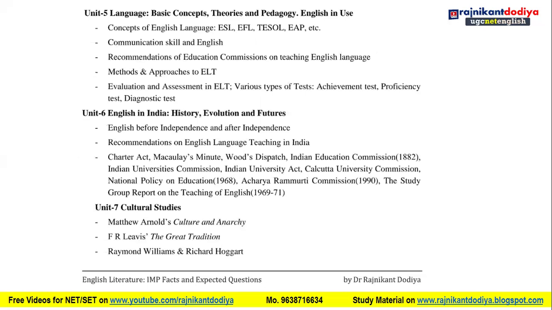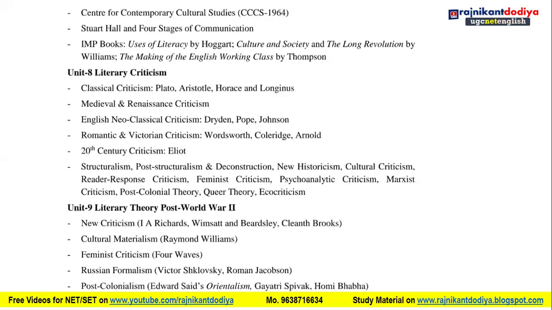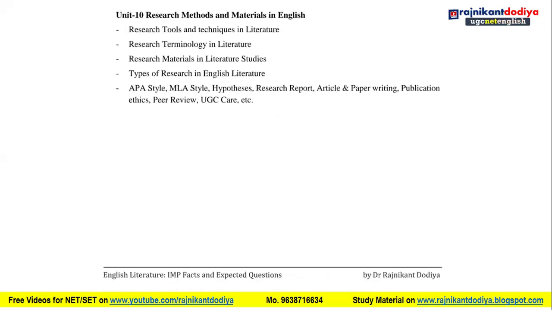Then unit number 5 is regarding language and its basic concepts. Then English in India, history, evolution and futures. Then cultural studies, you can see here. Then, friends, unit number 8, literary criticism, with major ideas of literary criticism and major critics. Then unit number 9, literary theory, post World War II. And the last one is regarding research methodology in English literature.